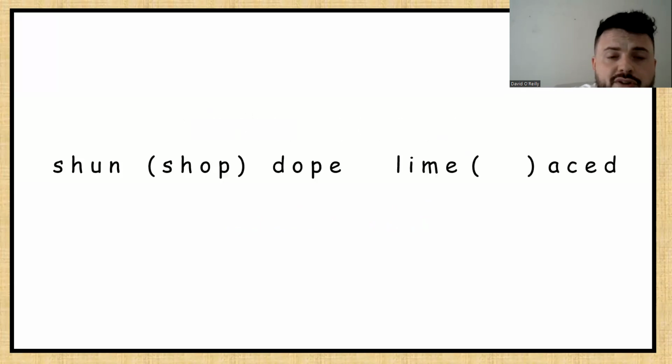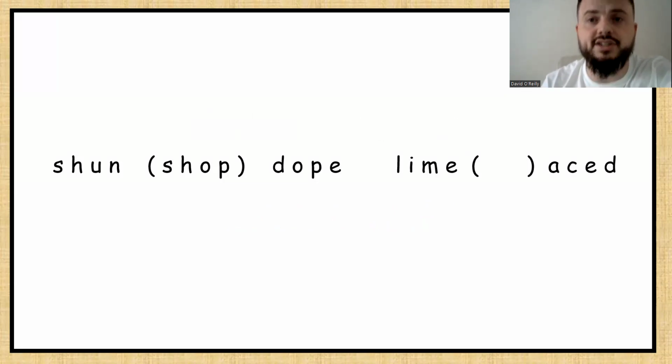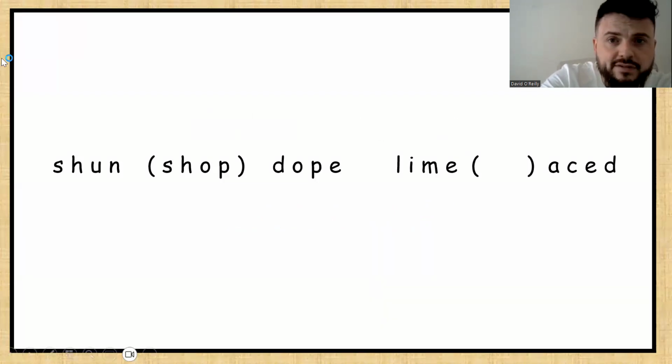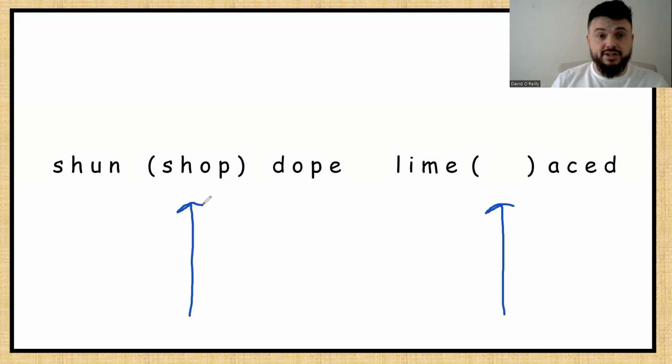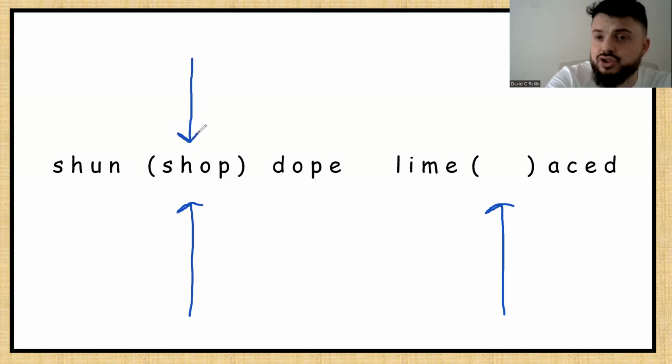Okay, so on the screen, we have got some words. We have got one set of words on the left-hand side and another set of words on the right-hand side, okay? So what it's asking us to do is figure out what word belongs into this blank space here, right? And the way we do that is if we look over here, we can see that we've got the word shop written in between two words. So we've got shun, shop, and dope, okay? And on the right-hand side, we've got lime, blank, and aced. Now, once we've understood why the word shop is written here, that gives us all of the clues we need to figure out which word we need to put there.